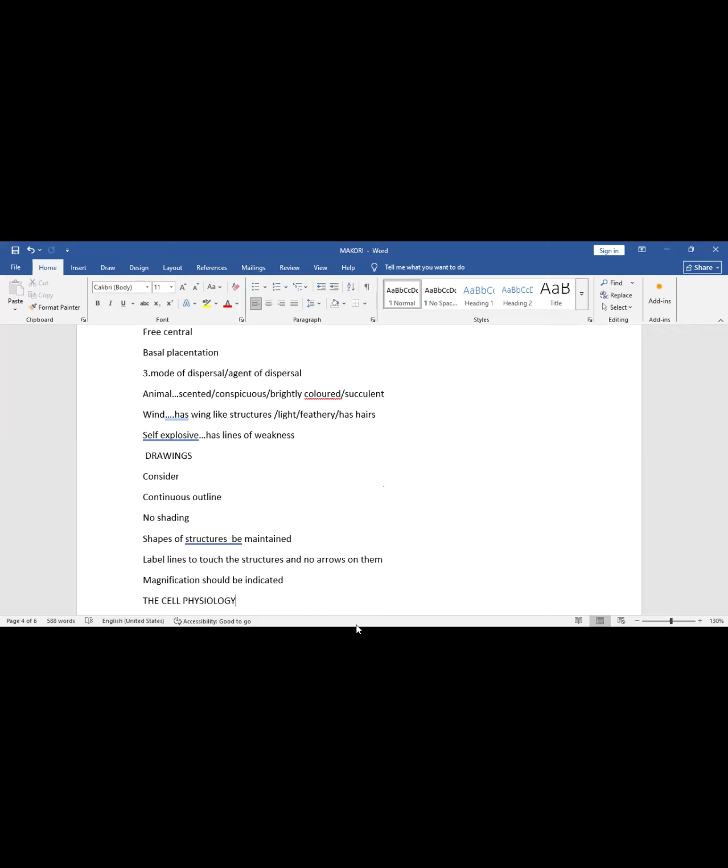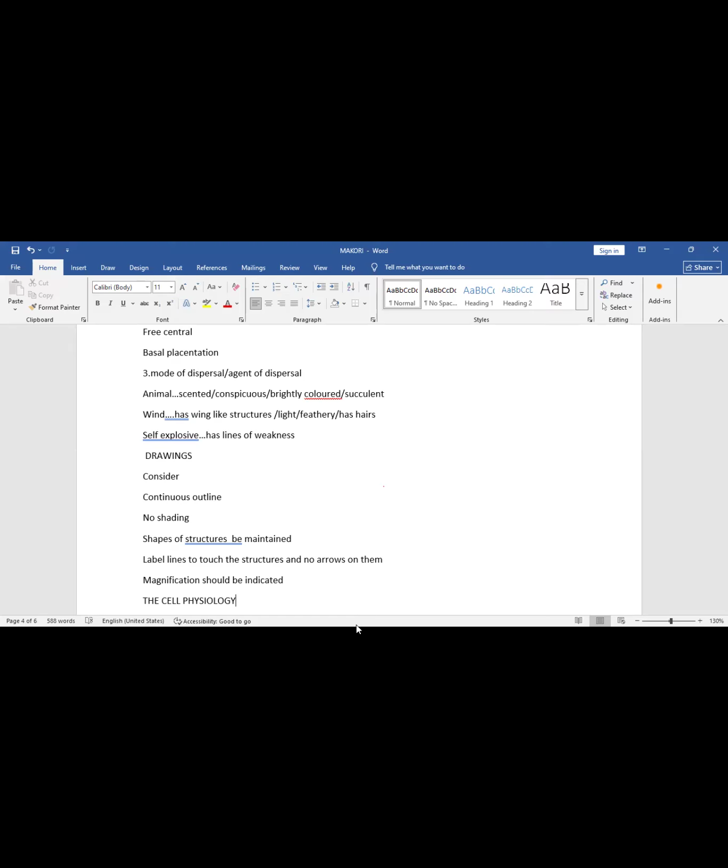So I continue on this part of the mode of dispersal, or the agent of dispersal. I've already said if it's the agent, you only mention that agent directly. But if they ask for the mode of dispersal, you're supposed to say animal dispersal. Repeat that word dispersal again. Animal dispersal, wind dispersal, water dispersal, self-explosive mechanism, or self-dispersal. That way. So the word dispersal should be repeated whenever we are mentioning the mode of dispersal.